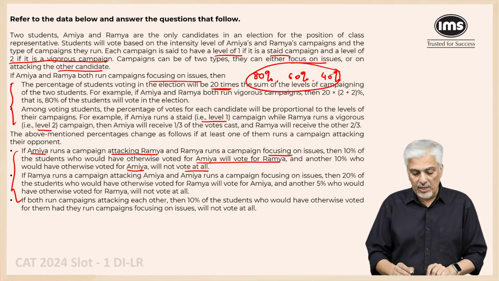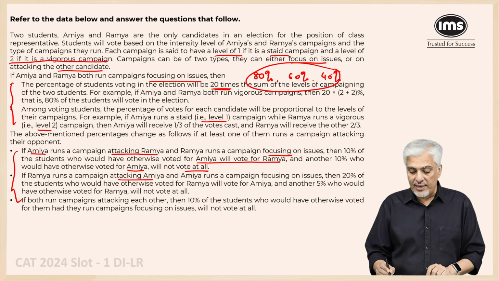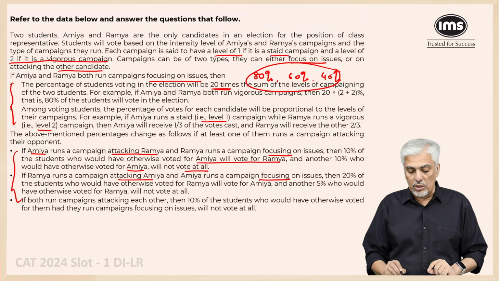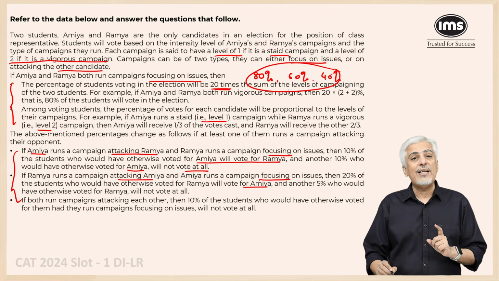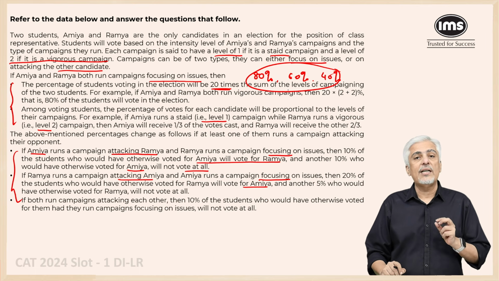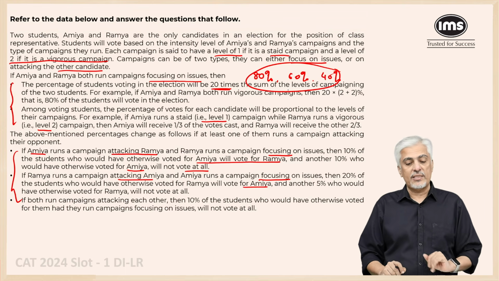In all, there will be a loss of 10% votes if Amya was attacking Ramya, but Ramya will lose 20% votes. If Ramya runs a campaign attacking Amya and Amya runs focusing, vice versa exactly, then 20% of the students who would have otherwise voted for Ramya will now vote for Amya. So, 20% of Ramya's vote will go to Amya and 5% will not vote. That means there will be a total loss of 5%. But Ramya will lose 25% in all.